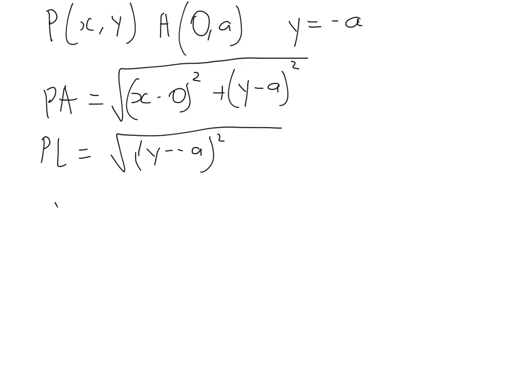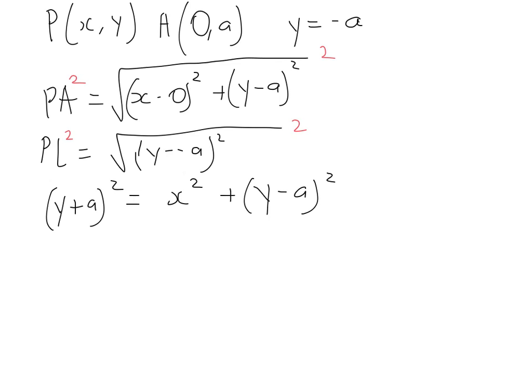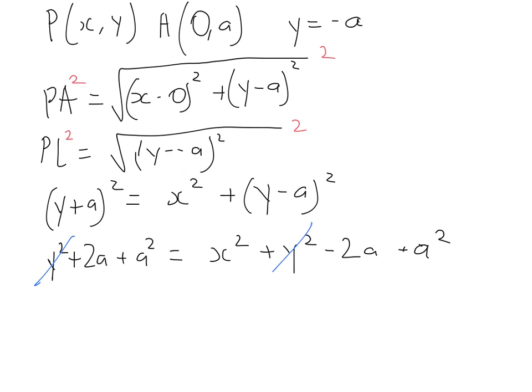So what we end up with there is y plus a all squared equals x squared plus y minus a all squared. And of course I've squared both of those. If the distances are equal, the squares of the distances are equal. So we end up with y squared plus 2a plus a squared equals x squared plus y squared minus 2a plus a squared, and again the same sort of thing happens, y squareds, a squareds cancel. If you ever end up with a locus that you think is a parabola and you end up with both x squareds and y squareds in there, have a look again, because you've ended up with a circle.